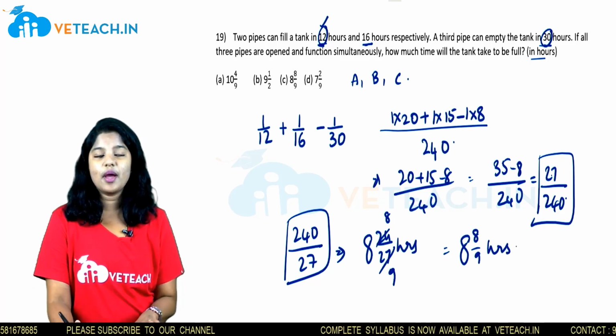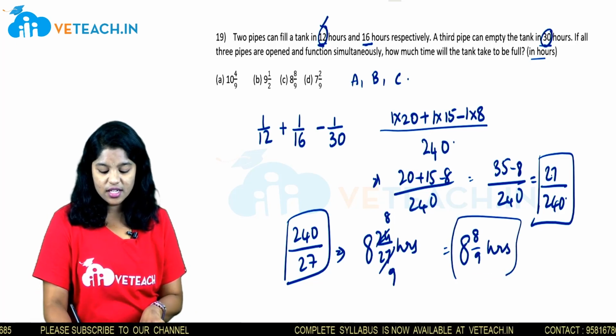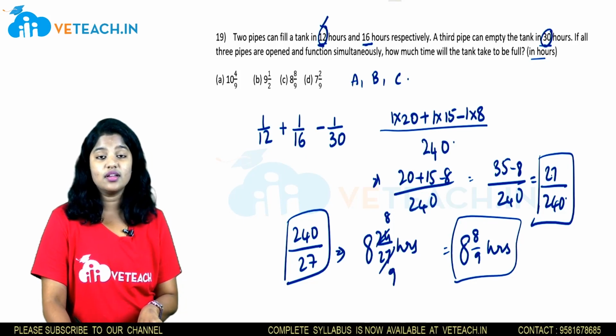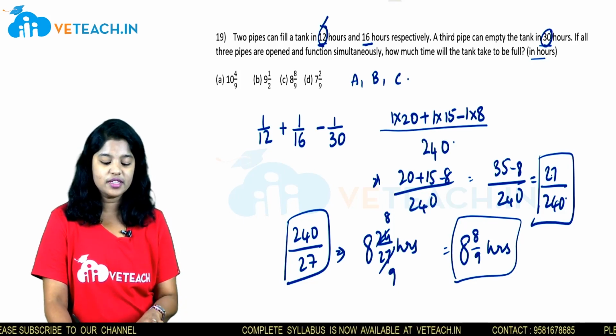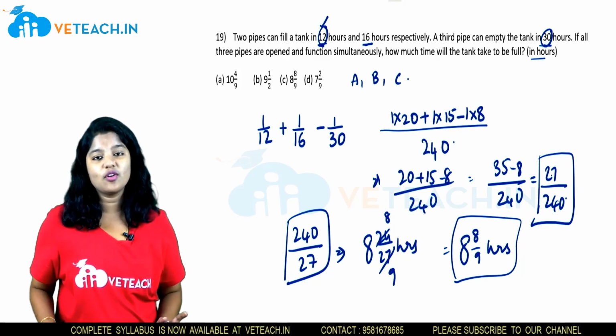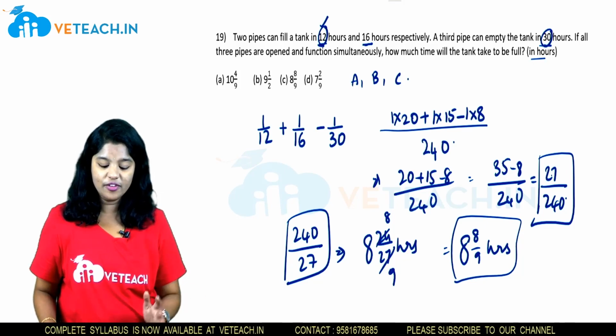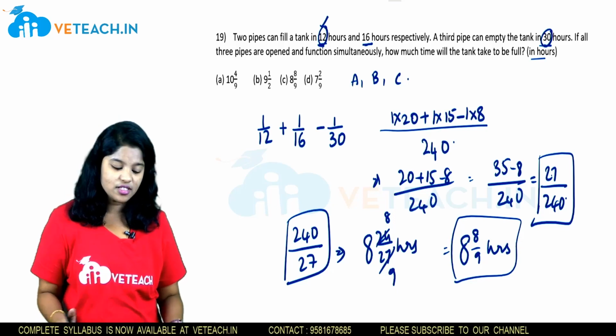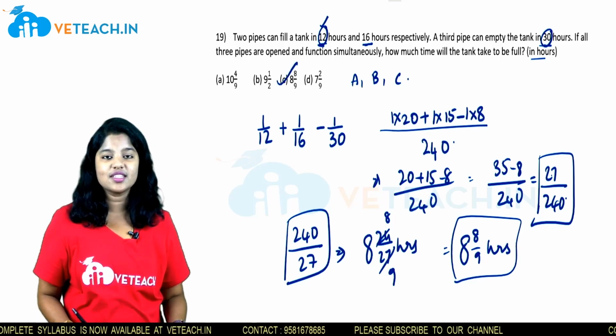So when all the 3 pipes are open simultaneously, the tank will fill in 8 by 9 hours. So option C is our correct answer.